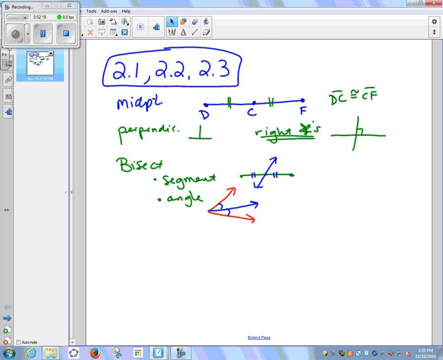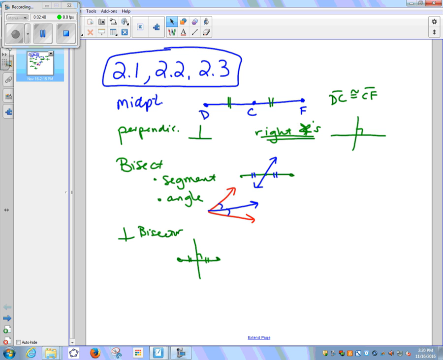Okay? And then perpendicular bisector, that actually combines two things. It bisects a segment at a 90-degree angle, cutting it in half. Okay, so two things: congruent segments and a right angle.